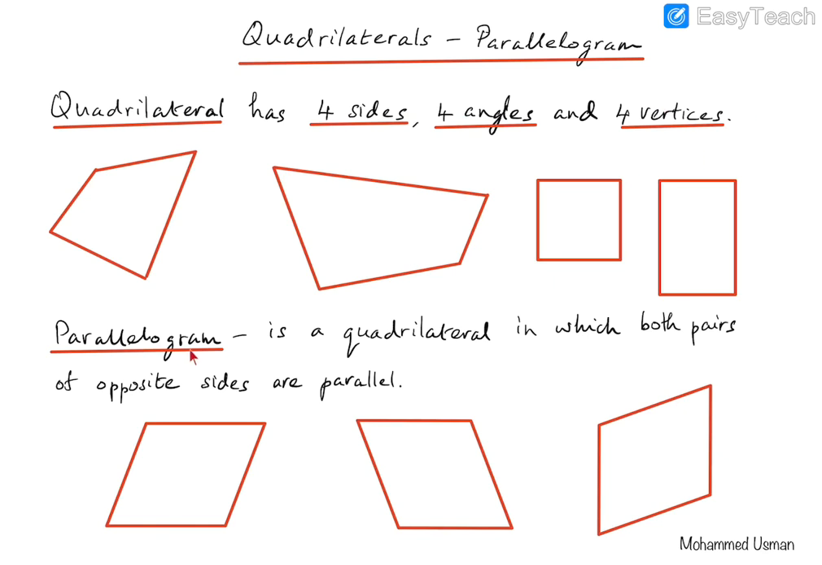And a parallelogram is a special kind of a quadrilateral in which both pairs of opposite sides are parallel. We have talked about this in the previous video. And then we have seen some properties of the parallelogram. So let's recall quickly what are those properties, and then we will use those properties to solve some examples.